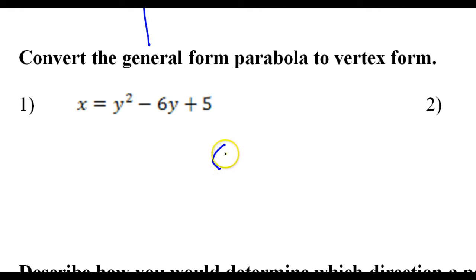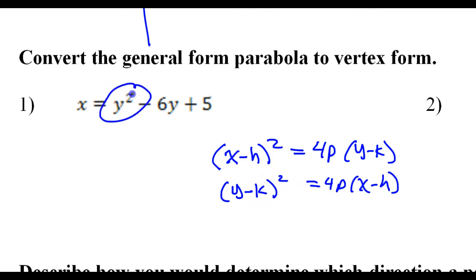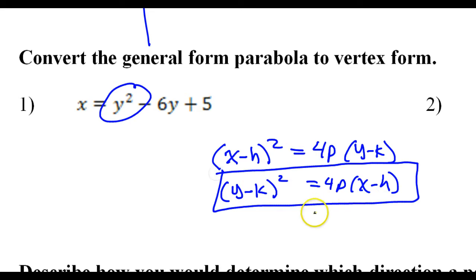We've seen this before. We will either have x minus h squared is equal to 4p times y minus k. Alright, this would be vertex form. But sometimes the y is squared. And so we'll have y minus k squared is equal to 4p times x minus h. Now in this case the y is squared. So this is the form that we're shooting for.